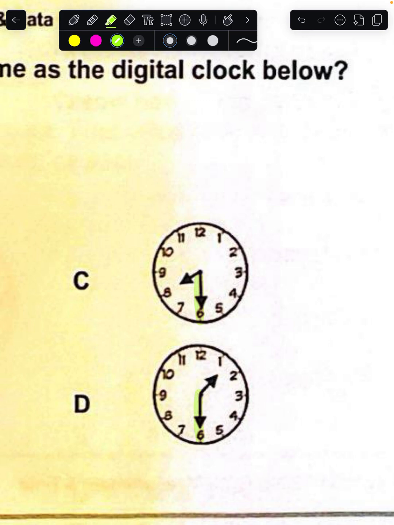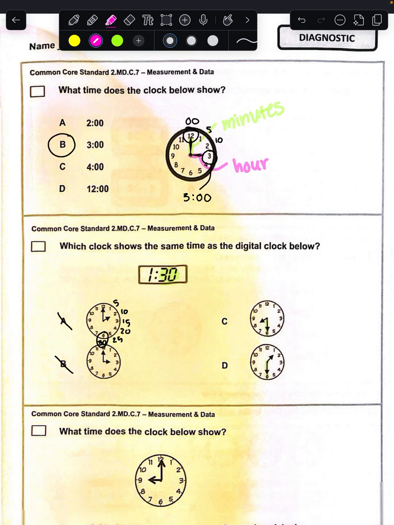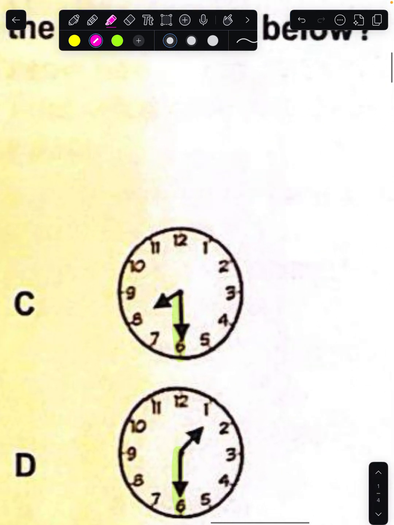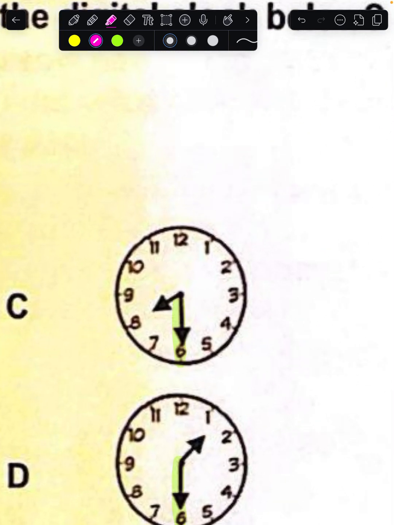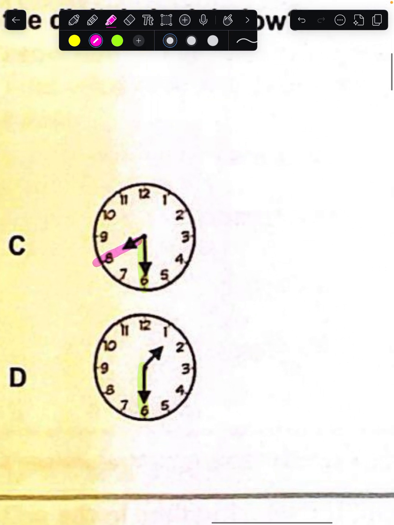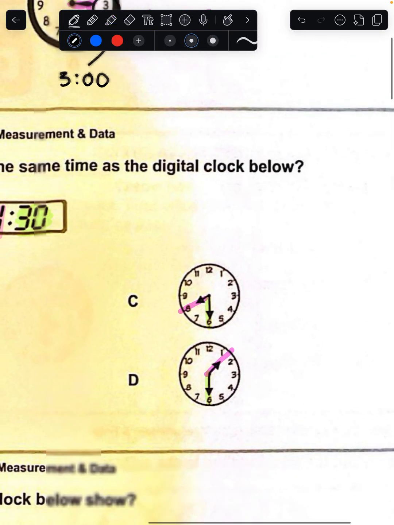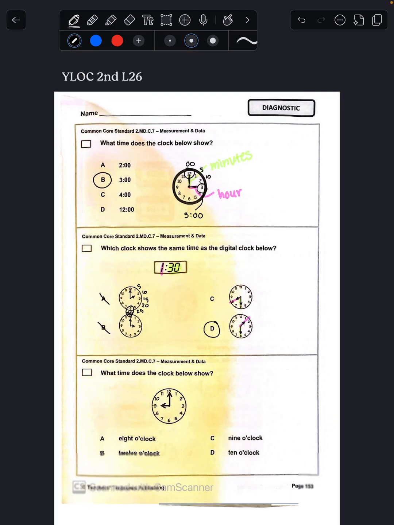So now we look at the hour hand, and the hour is 1. Here, the hour is pointing towards around 7 or 8, so we know it's wrong. This one, even though it's not pointing directly at 1, because it hasn't touched 2 yet, this is technically 1. So this is D.